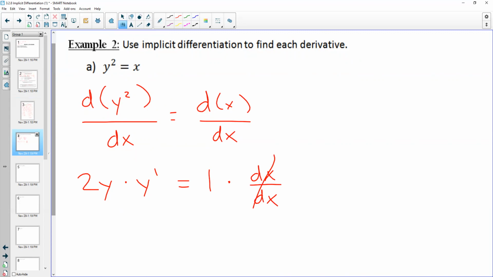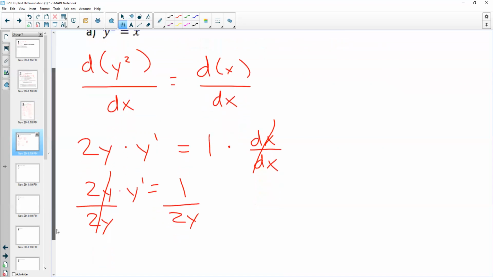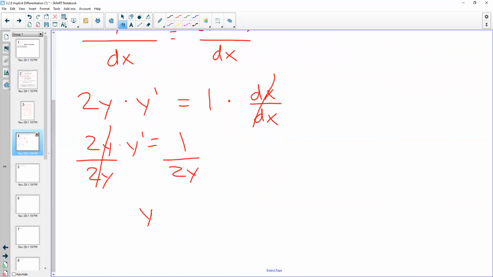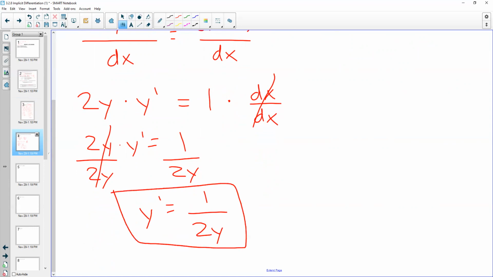Now, our last step, we want to isolate for y prime. So I'll rewrite this. 2y times y prime is equal to 1. To isolate for y prime, we'll divide by 2y. These cancel, and we'll be left with y prime is equal to 1 over 2y. Excellent. Any questions there? Cool.